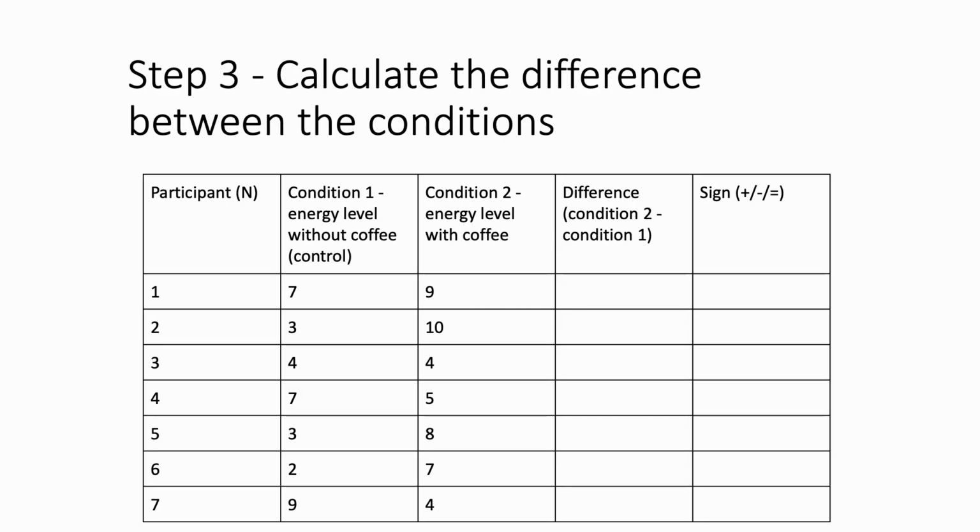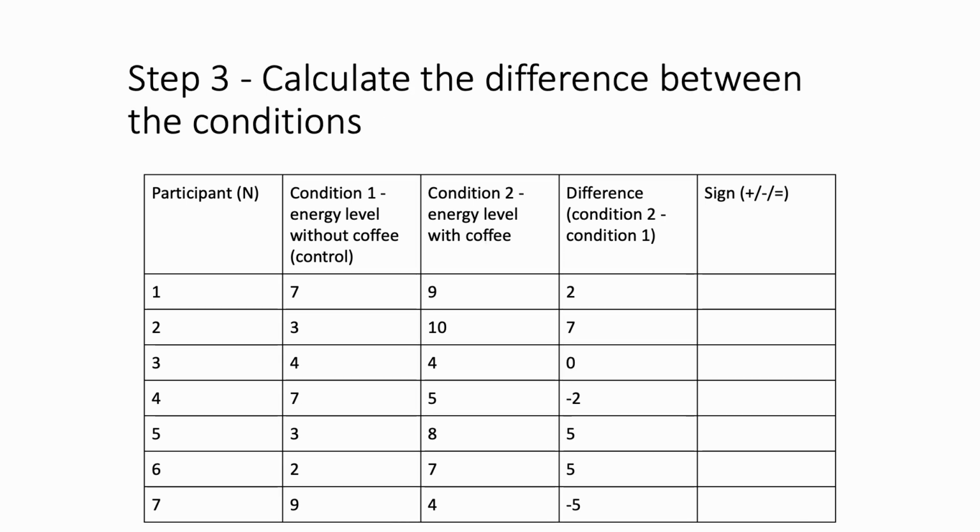So what you do is you calculate your difference. You can do condition 2 minus 1 in this example. So it's 9 minus 7 gives you 2. And you work your way through your columns till you get all of your data filled in.